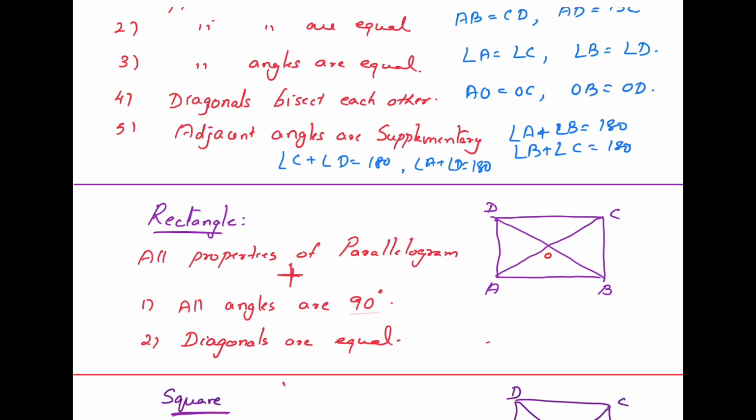In a rectangle, as you know, all the angles are 90 degrees. So all these are 90 degrees and the diagonals are equal, that is AC equals BD.